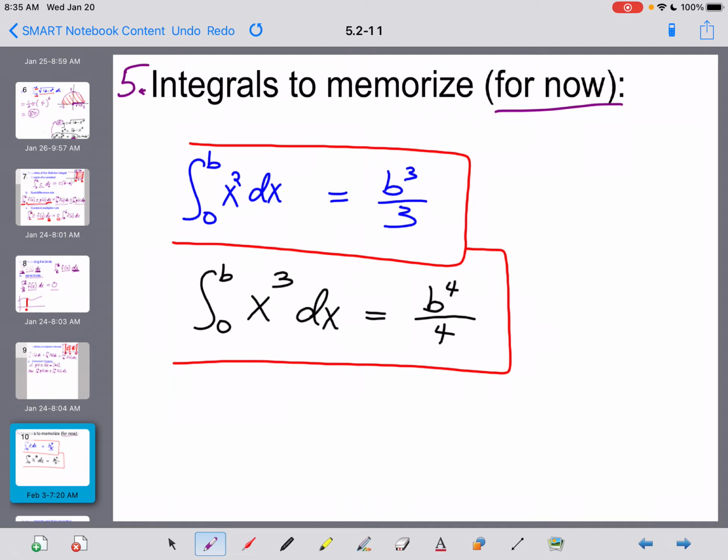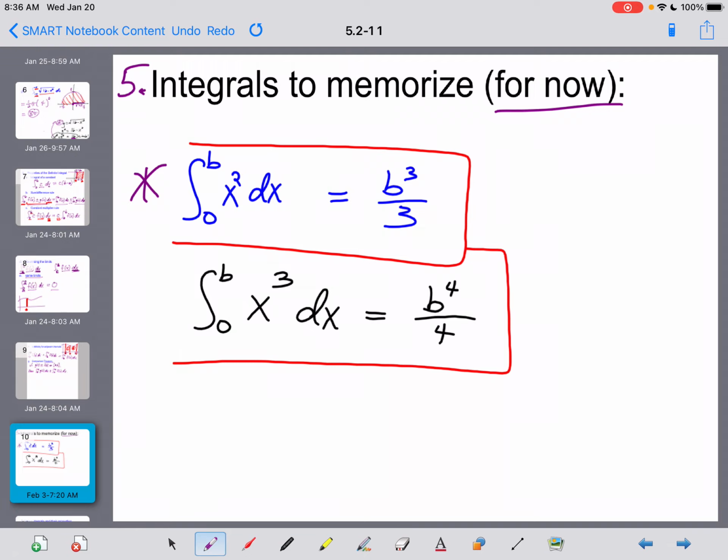like within the next couple of sections, we're going to learn how to actually compute these integrals, and it's not going to be very difficult. So you're not going to need to have these memorized forever, guys. But basically, 2 things that are going to help you, and really more of a concept, that's going to help you through the 5-2 homework. The integral from 0 to b of x squared is equal to b cubed over 3.